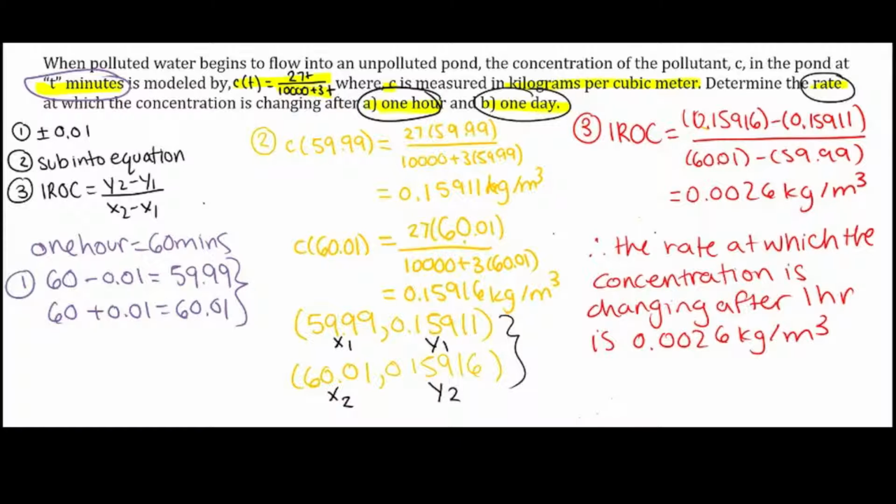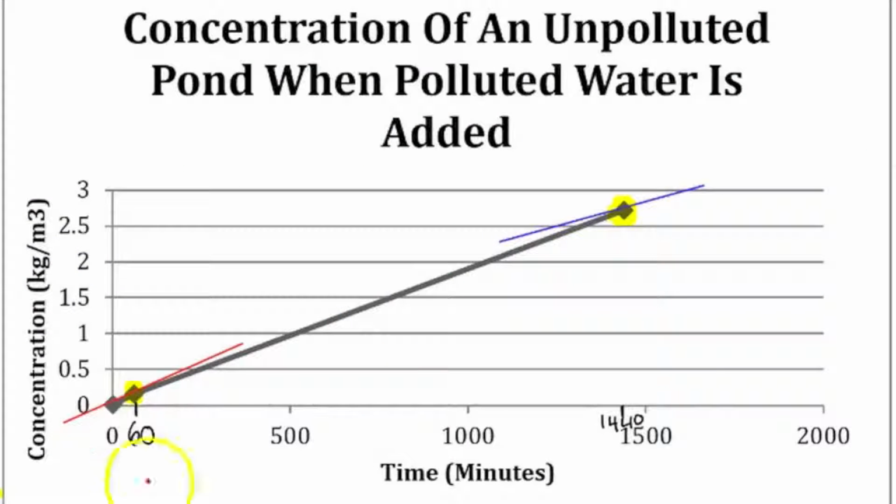Now let's check our graph to see if this answer is accurate. As you can see from where our 60 minutes is and where it is on the concentration level, it seems that our instantaneous rate of change is accurate to what the graph proves. Now let's go on to the second question.